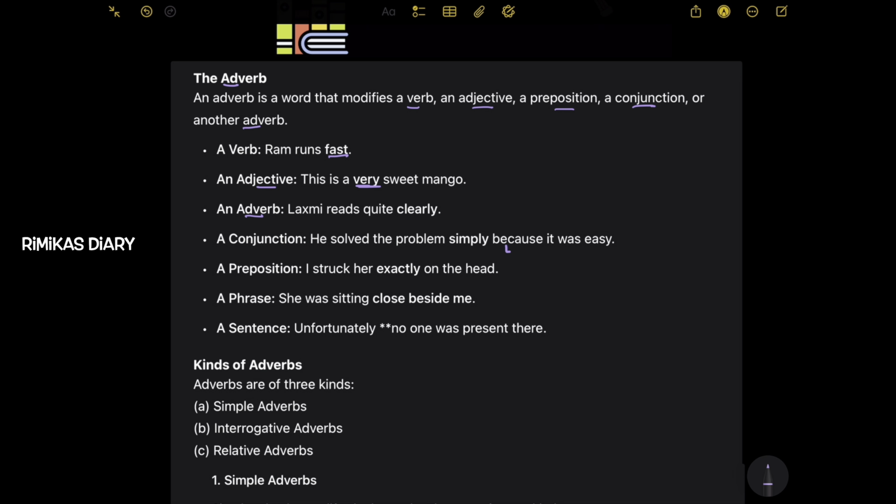An adverb: Lakshmi reads quite clearly. So how is Lakshmi reading? She is reading quite clearly. A conjunction: He solved the problem simply because it was easy. A preposition: I struck her exactly on the head. A phrase: She was sitting close beside me. So close beside me, it's a phrase. A sentence: Unfortunately, no one was present there. Here, unfortunately, is the adverb.